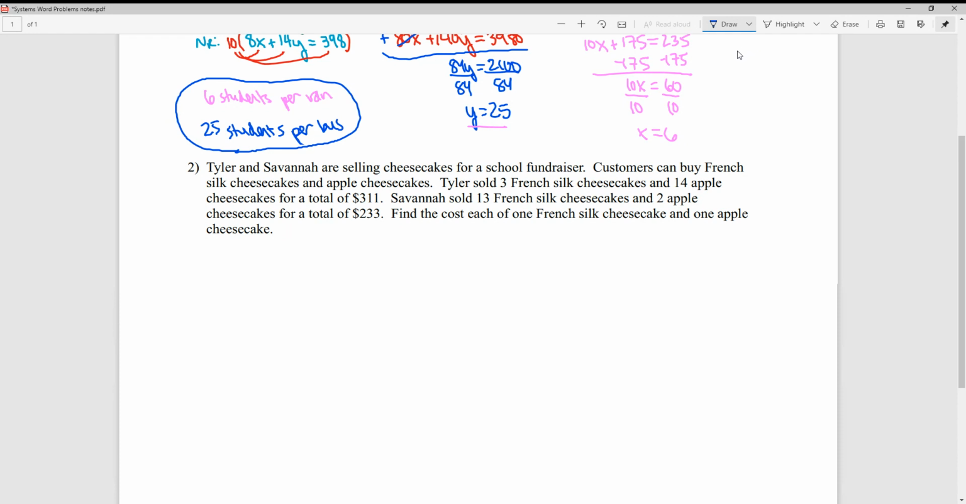So again, let's work backwards. What do they want us to find? They want us to find the cost of 1 French silk cheesecake. Let's go ahead and call that x. And 1 apple cheesecake, its cost also. Let's call that y.